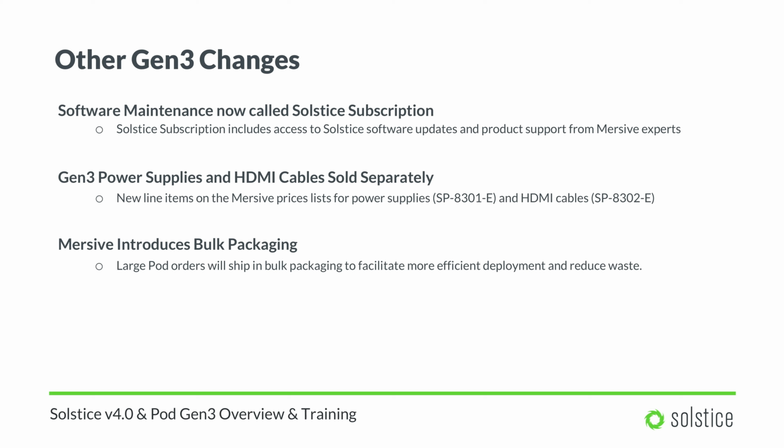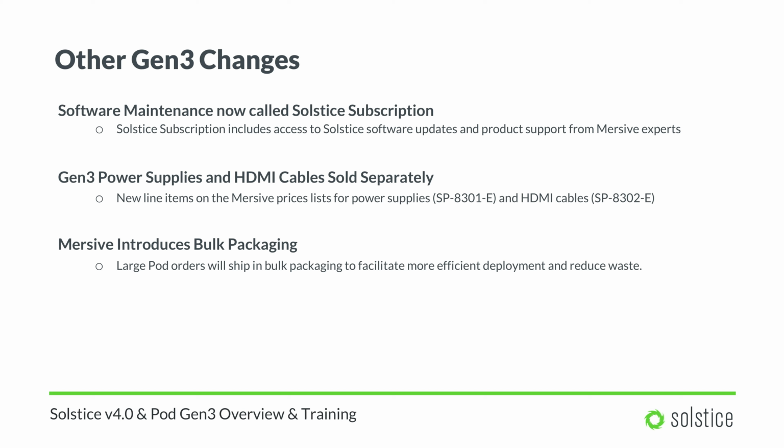Okay, so a little bit of bookkeeping here before we kind of end, but there's a couple other Gen 3 changes I want to make sure everyone is aware of. Software maintenance, I mentioned, is now called Solstice subscription. That's minor sounding, but it's important when you're referring to it because it's everything. It aligns you to things like getting access to your Kepler cloud account and things. So as long as your pods are under subscription, then you have access to all of those things.